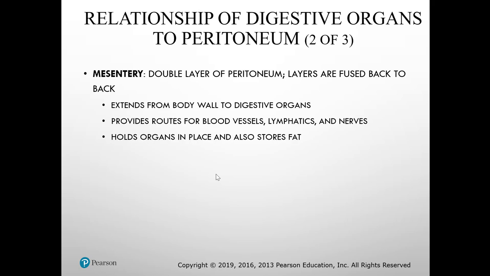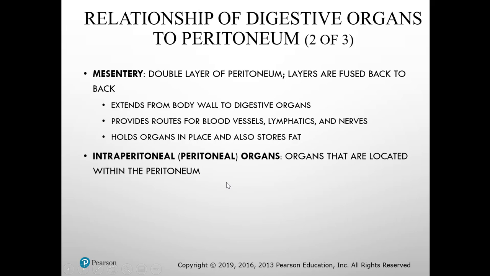So your mesentery, I mentioned to you the mesentery. Mesentery is a double layer of peritoneum. These usually extend from the body wall to the digestive organ. They provide routes for blood vessels, lymphatics and nerves, and they hold organs in place, and they also store fat.